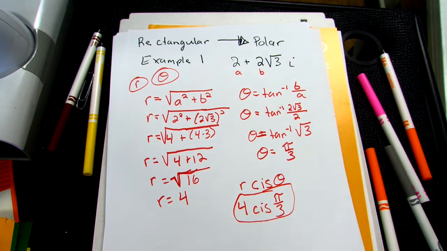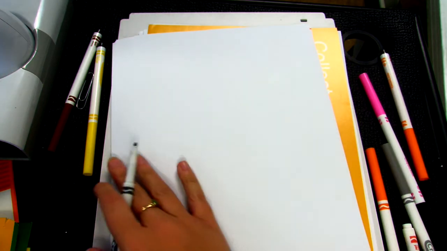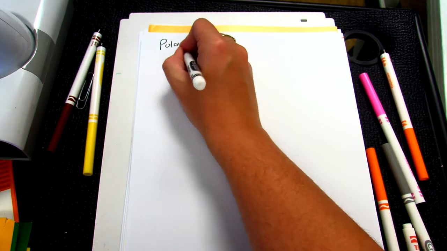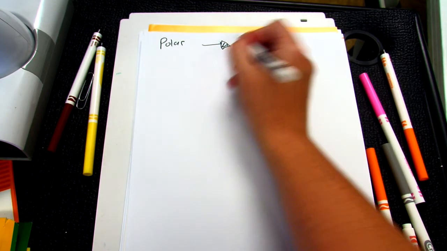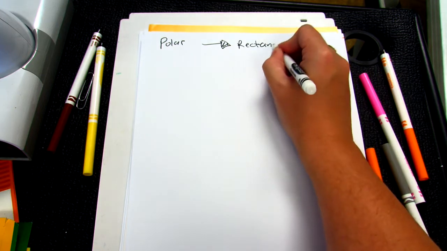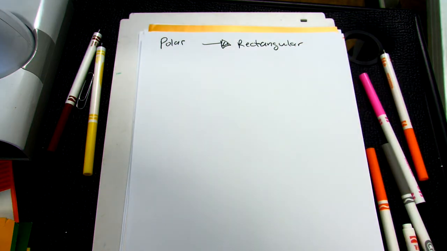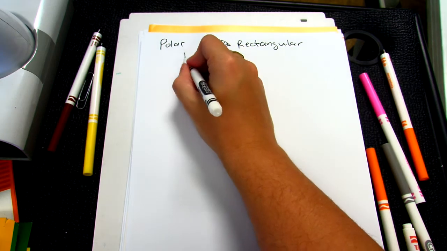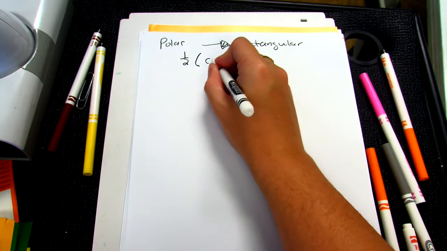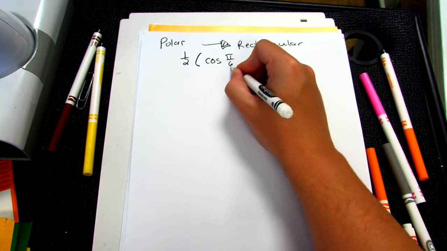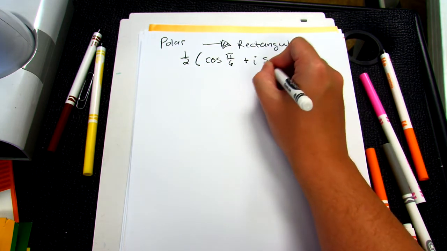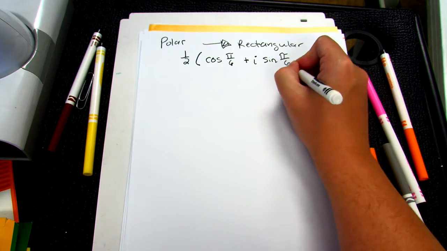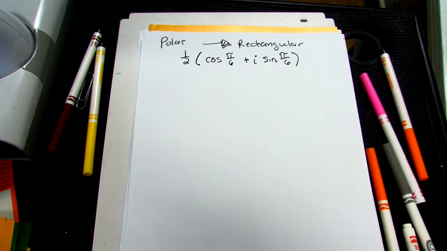Okay, so rectangular to polar, not so bad, okay? Let's go the other way. Let's go polar to rectangular. So we're going polar to rectangular. So for this one, we have 1/2 times cosine pi over 6 plus I sine of pi over 6. And we want to change it to rectangular form.